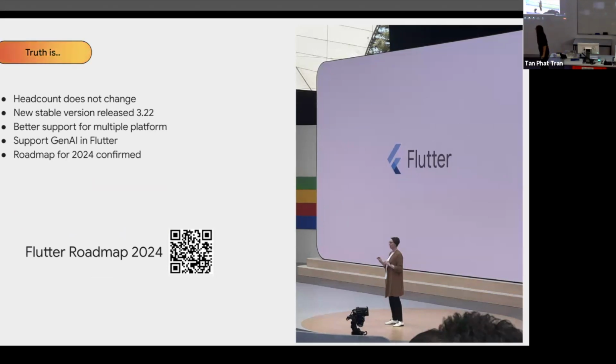One more thing is that you can scan this QR code to see the roadmap, what is planned out for Flutter in 2024. And if by the end of 2024 you do not see everything on that roadmap, you can change the Flutter team. I will join you. I'll be the first one to join you.